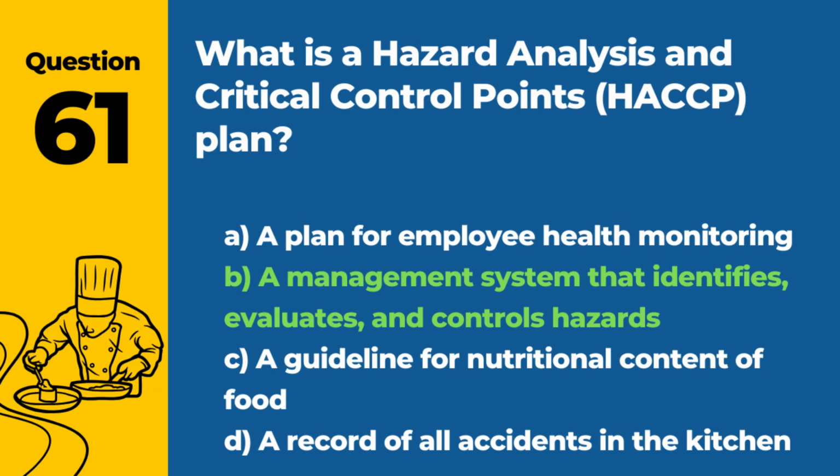A hazard analysis and critical control points (HACCP) plan is a management system that identifies, evaluates, and controls hazards which are significant for food safety.